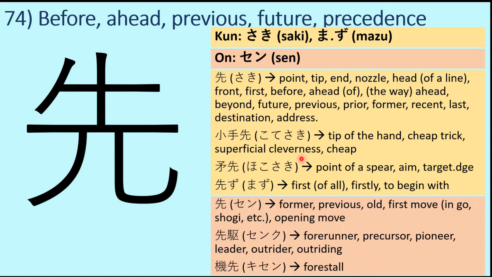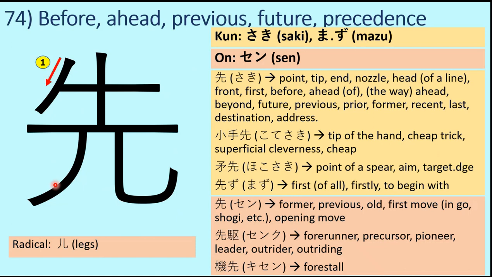In On'yomi, we have sen, which means former, previous, old, first move in Go, Shogi, etc., or the opening move, that is the opening scene of a movie, and so on. Then we have senku. Senku means forerunner, precursor, pioneer, leader, outrider, or outriding. That is the initiator. And we have kisen. Kisen means forestall. The radical involved here is that for legs. We have already done this symbol for legs in our previous lessons, and so this radical is involved here.